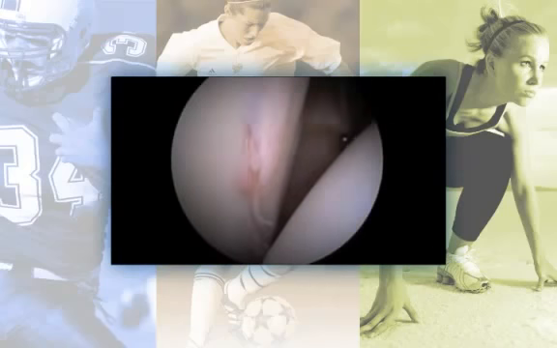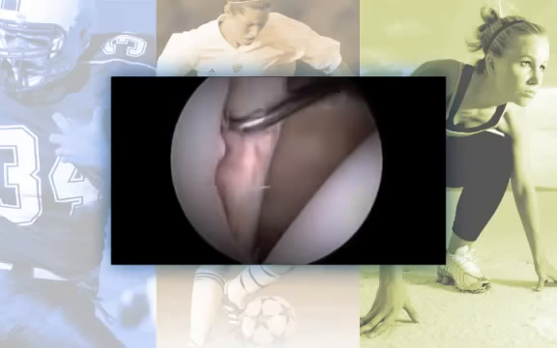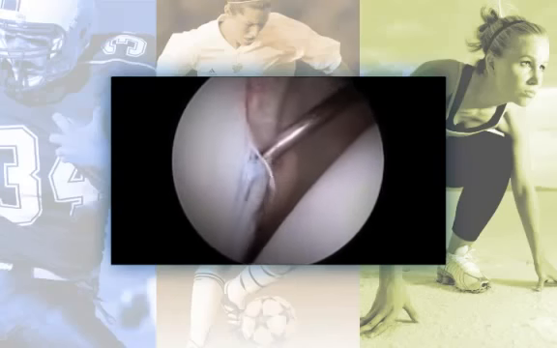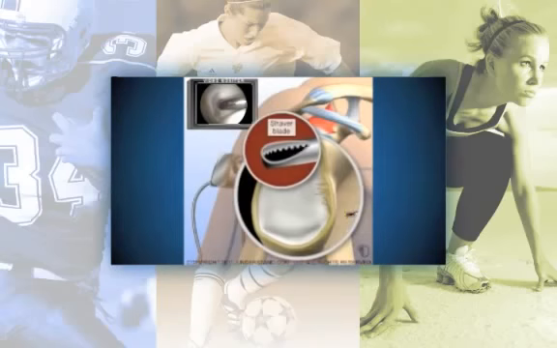A probe is inserted to help fully assess the extent of the labral tear. The frayed part of the labrum can cause pain and irritation in the shoulder. A surgical instrument called a shaver blade is inserted into the joint and the damaged tissue is removed.